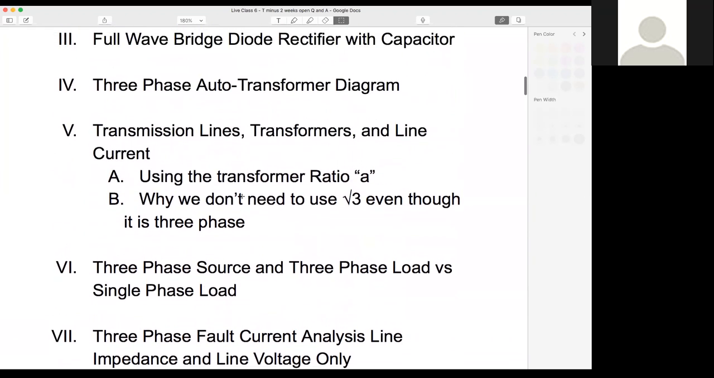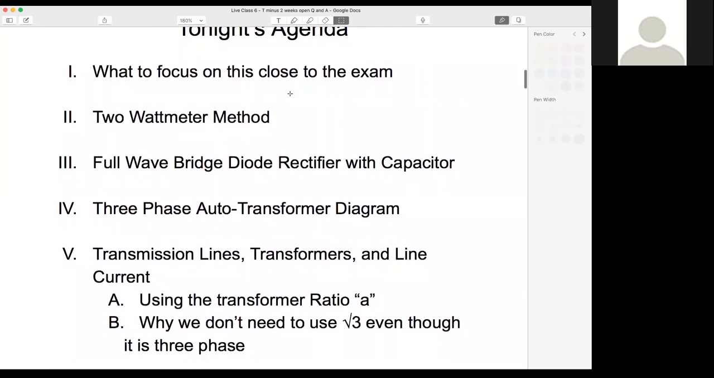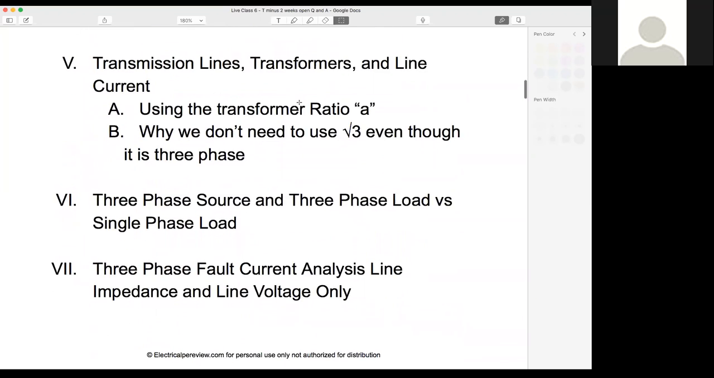Any questions on tonight's agenda before we jump in and talk about what to focus on this close to the exam? Any questions at all? All right, sounds good. Let's jump into it.